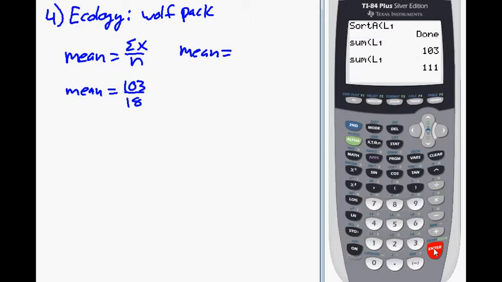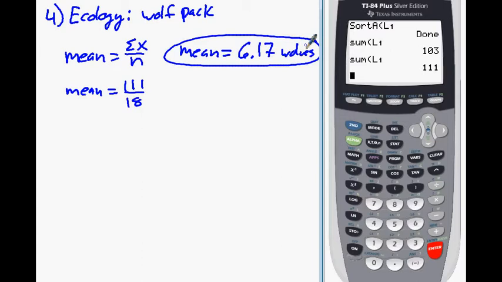I just paused the video there for a moment because this 103 didn't match my notes. And so I went back and I checked the stat list and I was missing a number. I hadn't put it in. So it turns out that this is in fact 111. So let's change that. And the mean is 6.17 wolves.